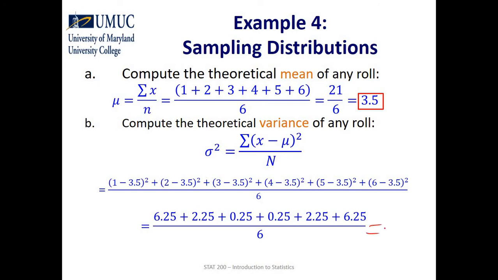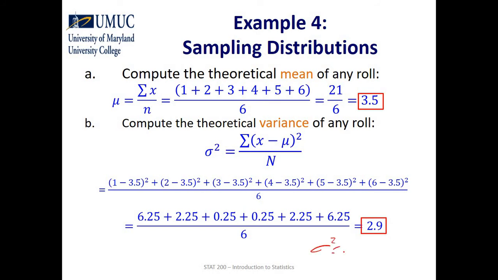And if we work that out, we should get 2.9. So that's our theoretical variance. So sigma squared equals 2.9.